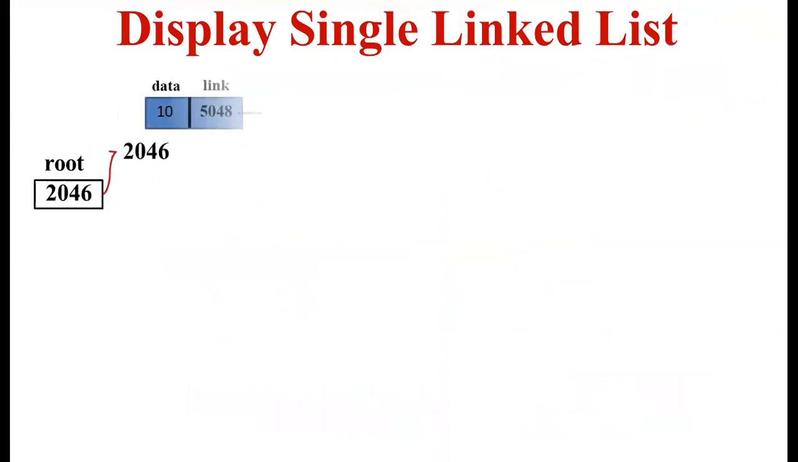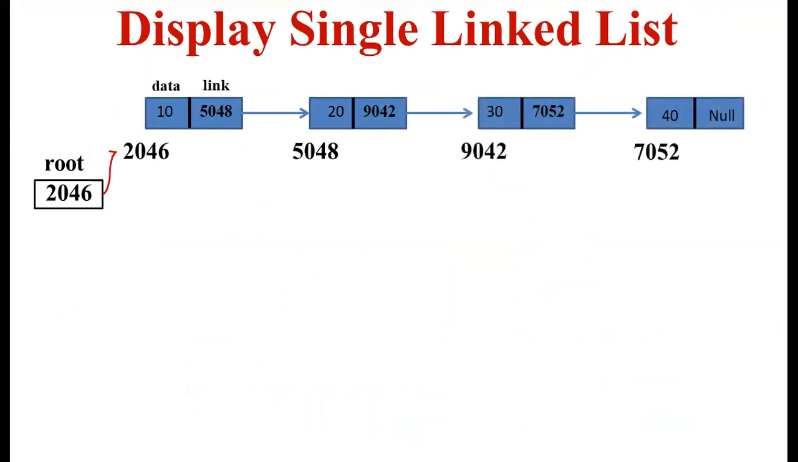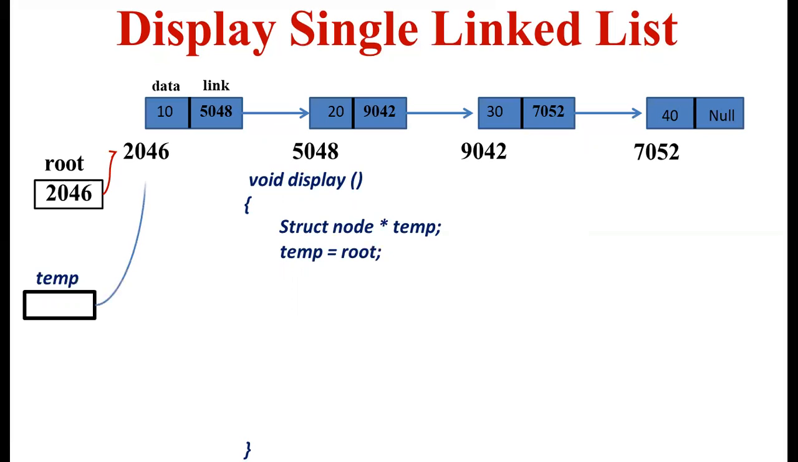Now let us see how to display the elements in a single linked list. Here the function is the display function. So all the operations we can perform using the temporary variable only. So here struct node pointer temp. One local variable we have declared. So first let us store the root variable into temp.